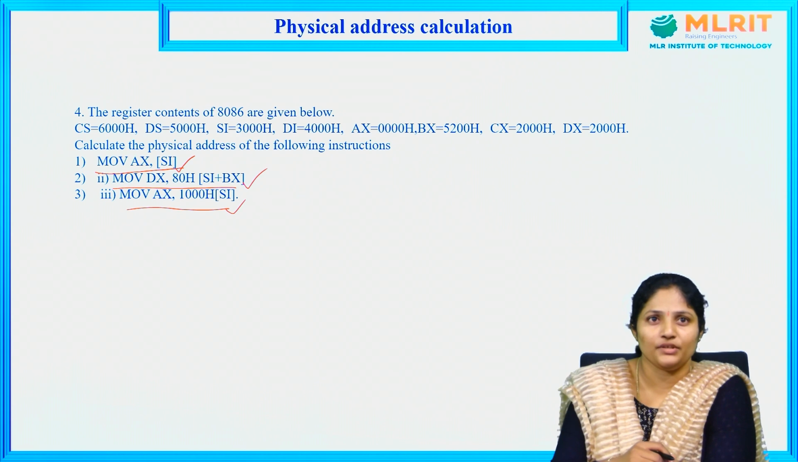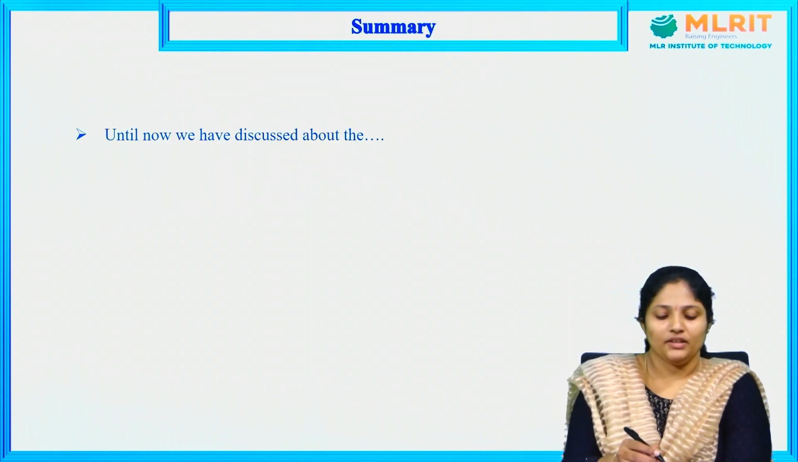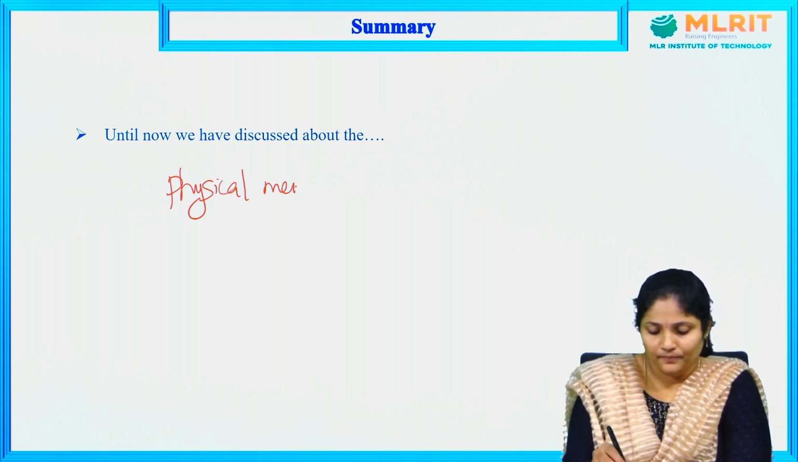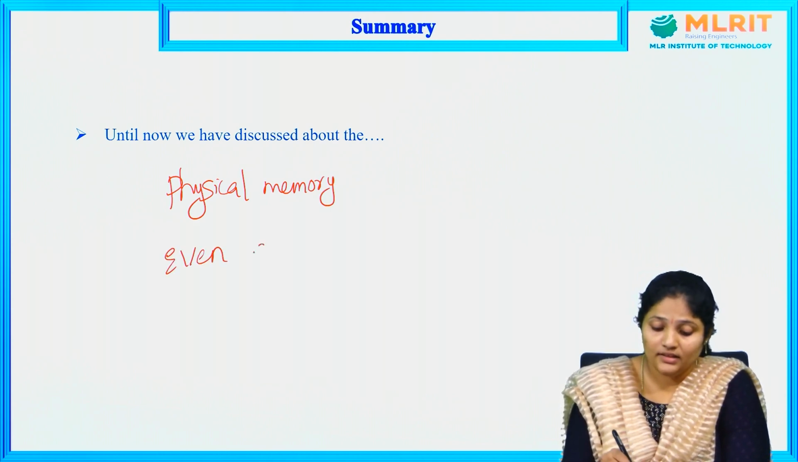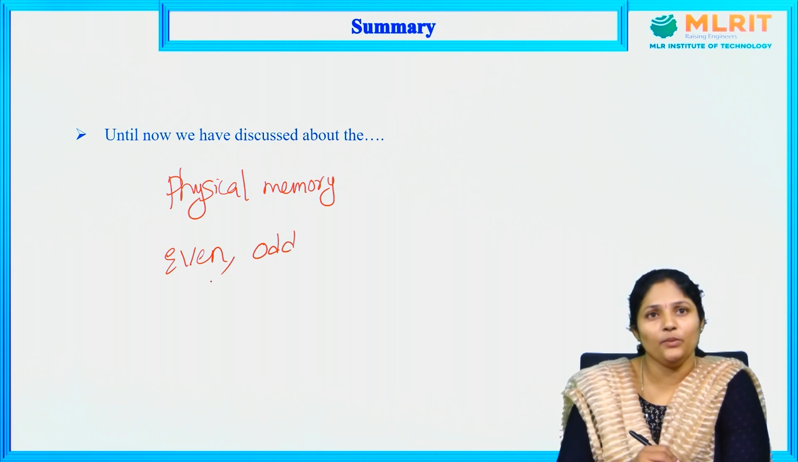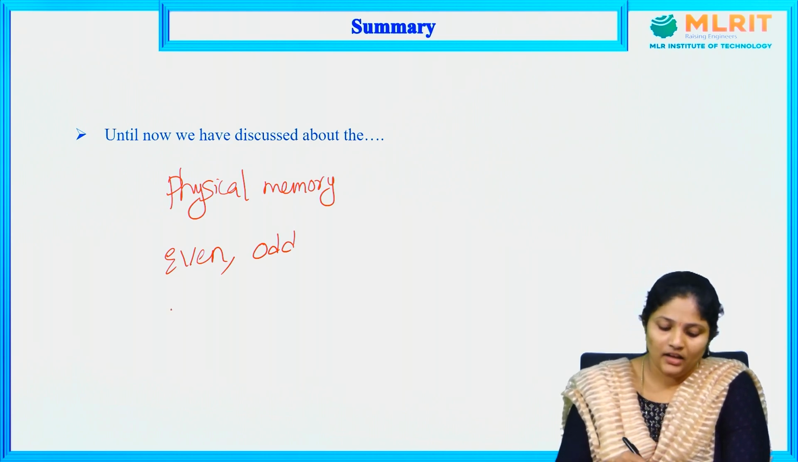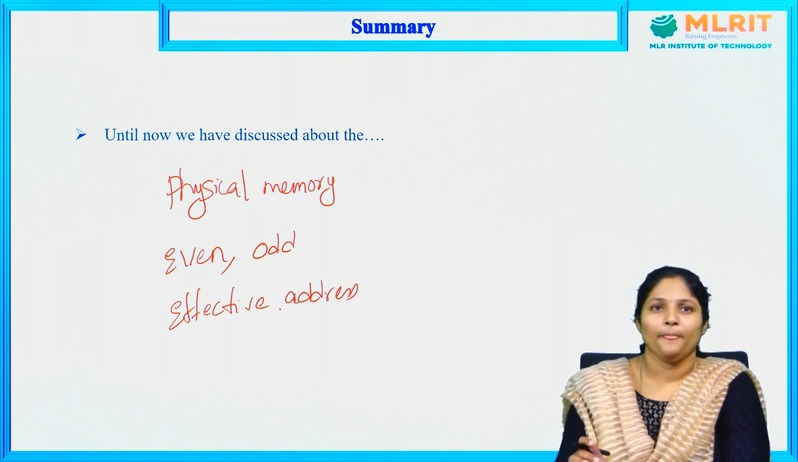Okay. So until now we have discussed the physical memory organization: how 8086 physical memory has been divided into even and odd banks, how the processor will access these even and odd memory locations, when and where we get the total word or the higher byte or lower byte, and how to calculate the effective address or physical address. Okay. Thank you.